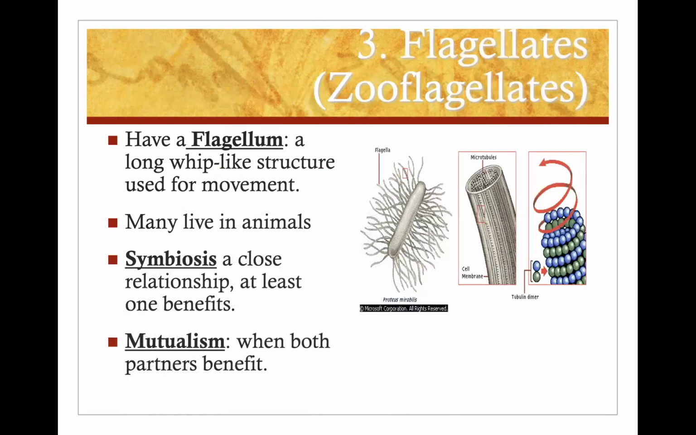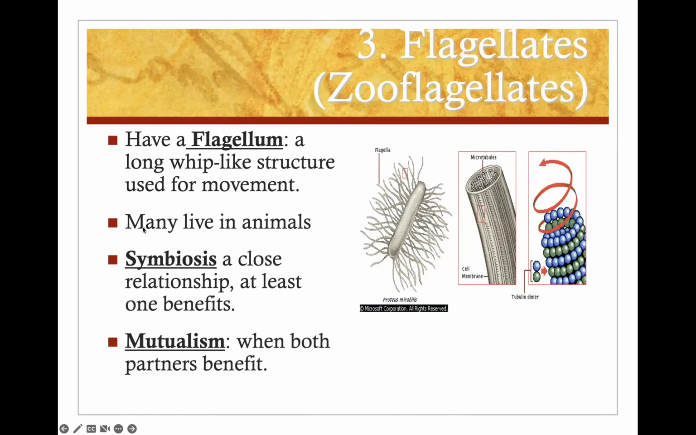Another type of animal-like protist is the flagellates. Okay, these flagellates are going to be characterized by the presence of a flagellum. Okay, these organisms can have one or more flagella present, and the flagellum is characterized as a long whip-like structure that is also used for movement.